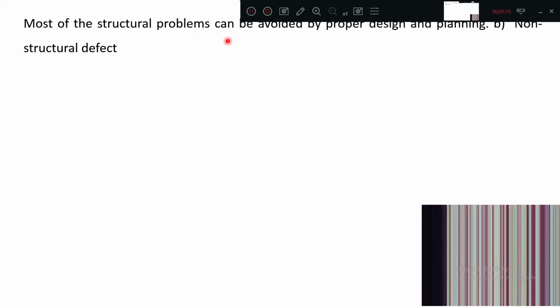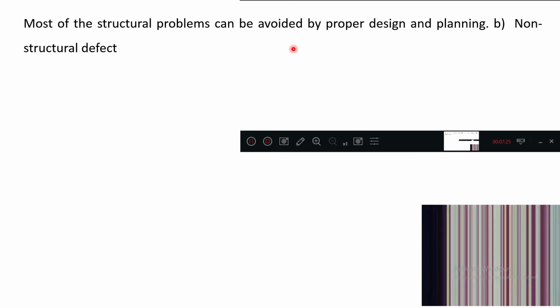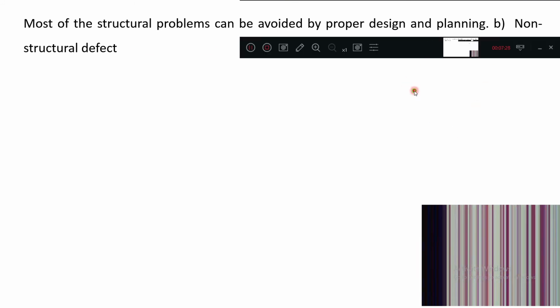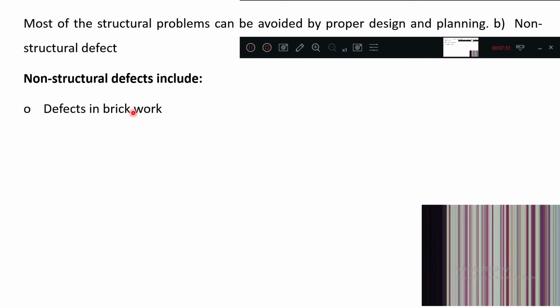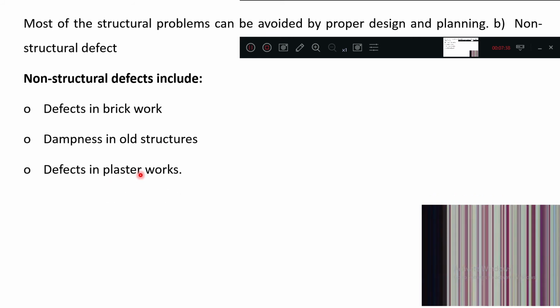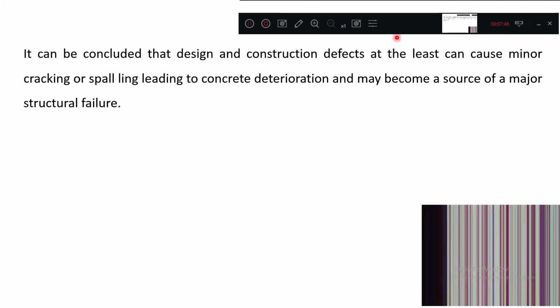Most of these structural problems can be avoided by proper designing and proper planning. The next category is non-structural defects. What comes under non-structural defects? They include brickwork defects, dampness in old structures, and defects in plaster work. These don't carry the loads, but they are important for durability.